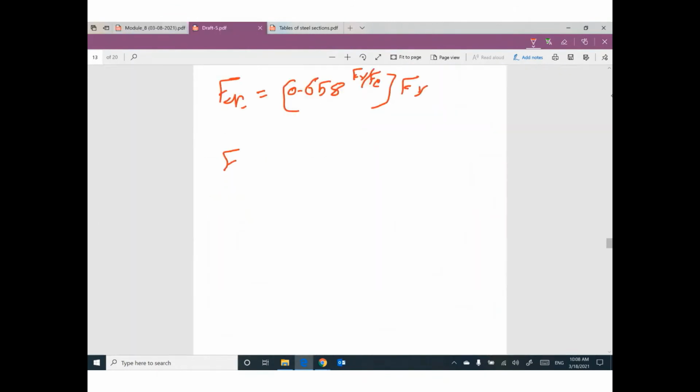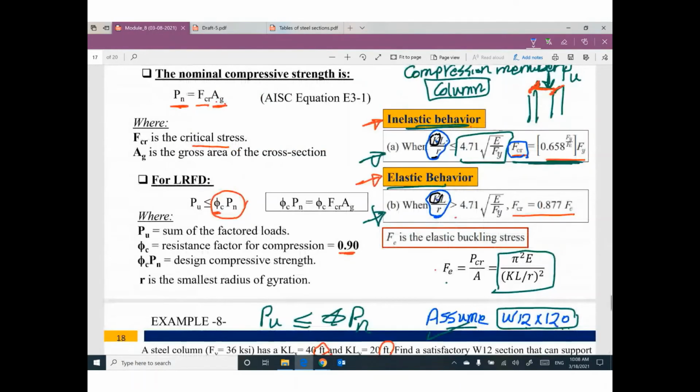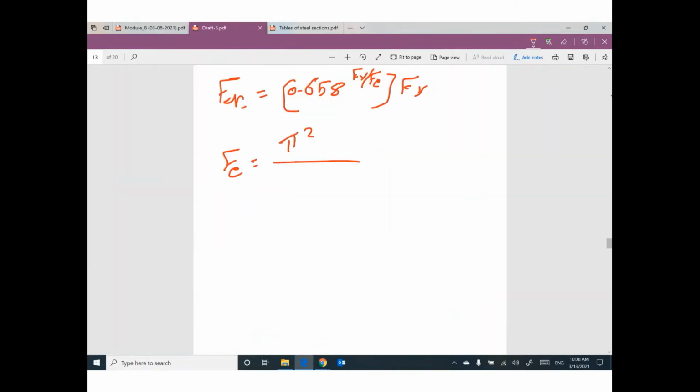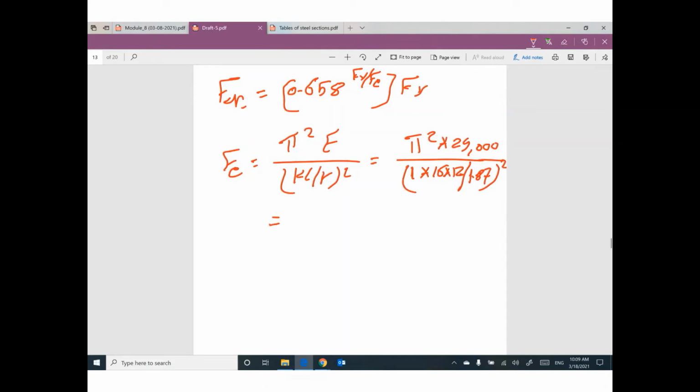Okay, what is the value of Fe? I think we have an expression here: pi square E divide KL divide r square. So pi square times 29,000, K 1, L 16 times 12, divide r 1.87, all of them square. So 16 times 12 divide 1.87, all of them square, times pi square.